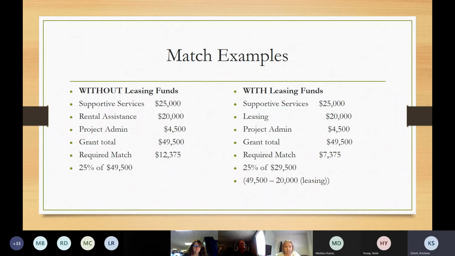If a project, as you can see on the right, has leasing funds, same budget, you would only need to match supportive services, which is the $25,000, and the project administration, which is $4,500. So it's only 25% of $29,500 because it does not include the amount for leasing. There are very few and limited leasing projects within the Balance of State. I think only one subrecipient agency has leasing projects.